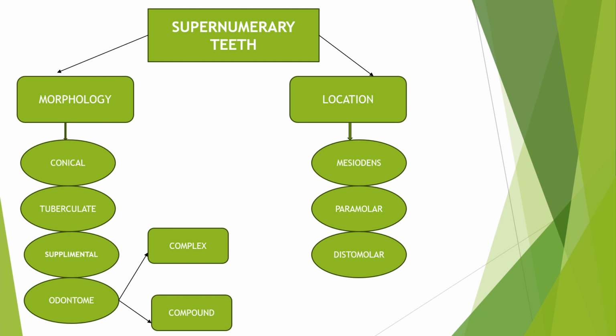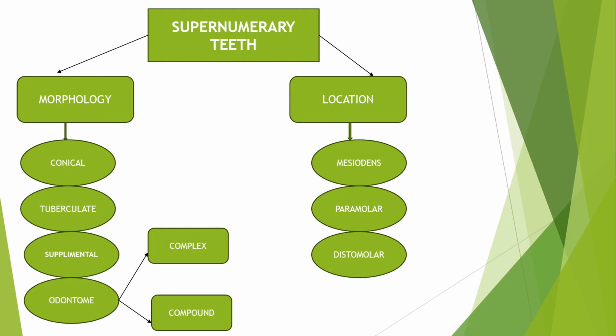So, supernumerary teeth can be classified into two categories based on morphology and location. On the basis of morphology: conical, tuberculate, supplemental, and odontome, and in odontome there are two types, complex odontome and compound odontome. Next, based on the location: mesiodens, paramolar, and distomolar. Now, let's see each type of supernumerary teeth in detail.